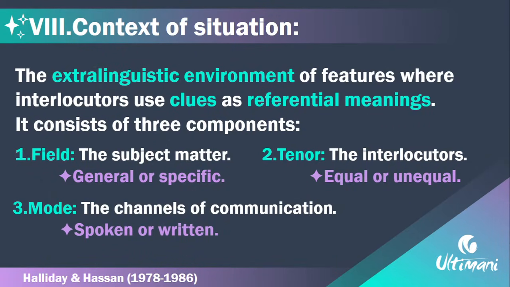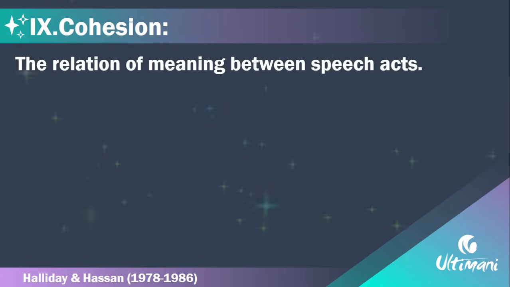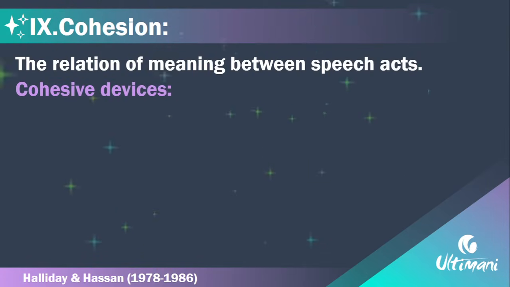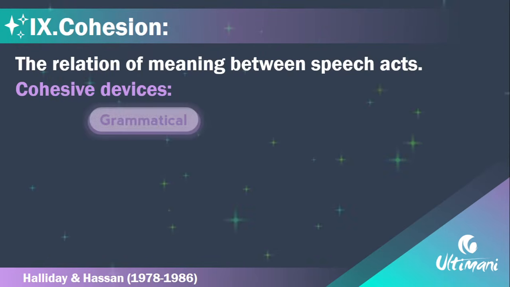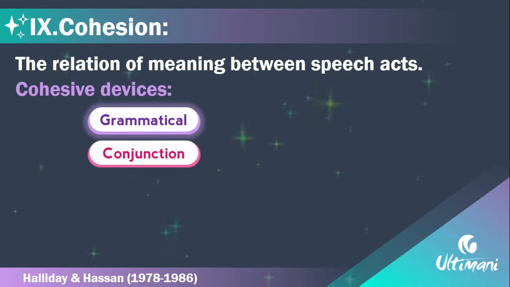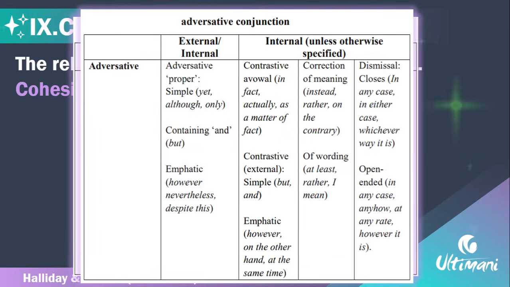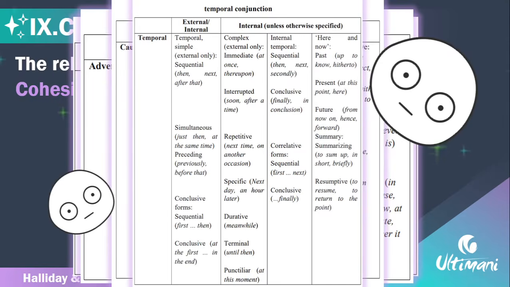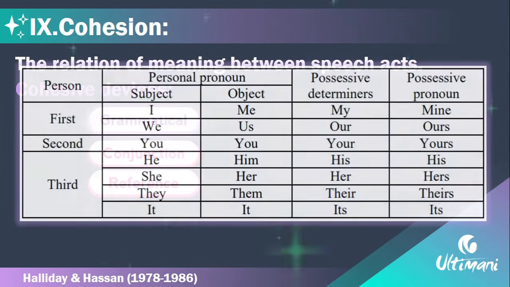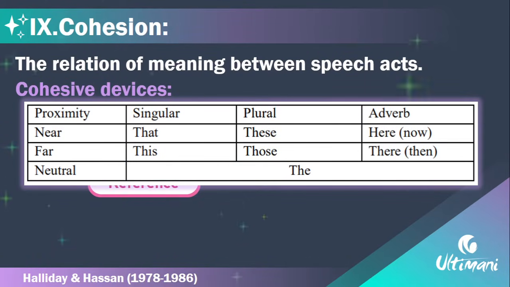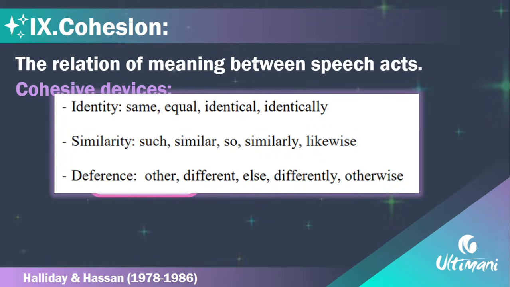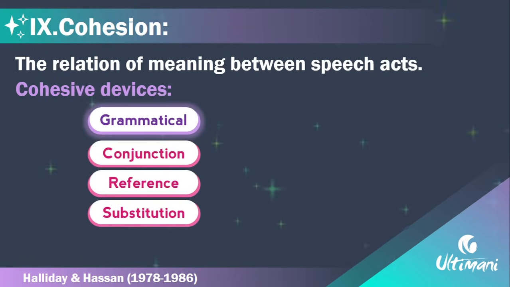Now to the cohesion. It is the relation of meaning between speech acts, and it uses what we call cohesive devices. Cohesive devices can be grammatical, including the conjunctions, which can be additive, adversative, causal, or temporal. The reference, which can be personal, like I, you, they, demonstrative, like this and that, and comparative, like equal, similar, different, and so on. Substitution, which is using other words to avoid repetition when we refer to the same subject or complement more than once.